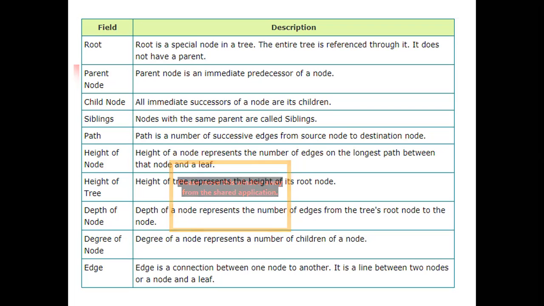Similarly, after that we have parent node. And what is parent node? Parent node is an immediate predecessor of a node. Then we have a child node. All immediate successors of a node are its children.